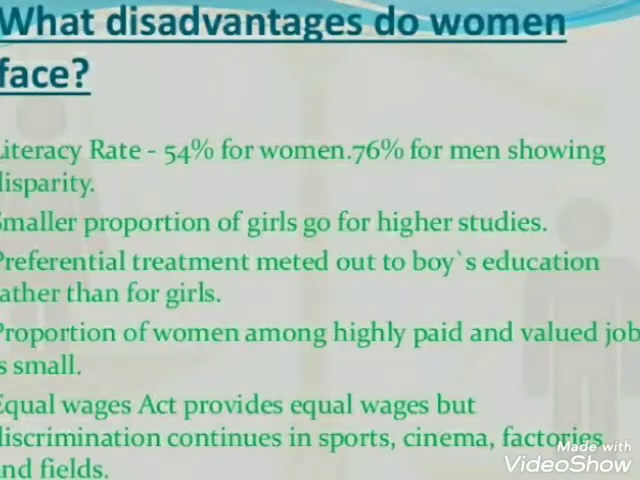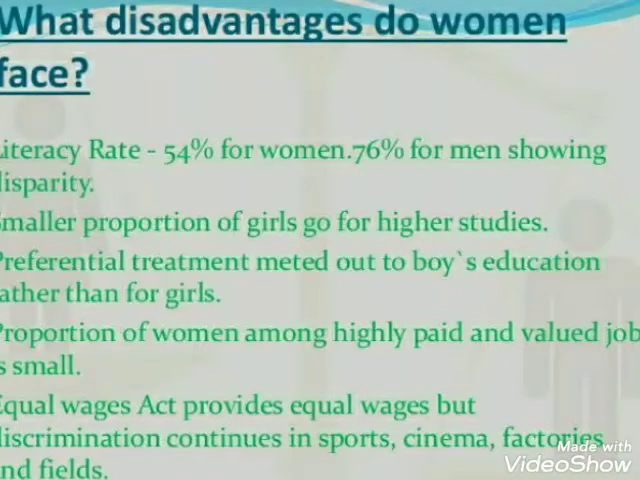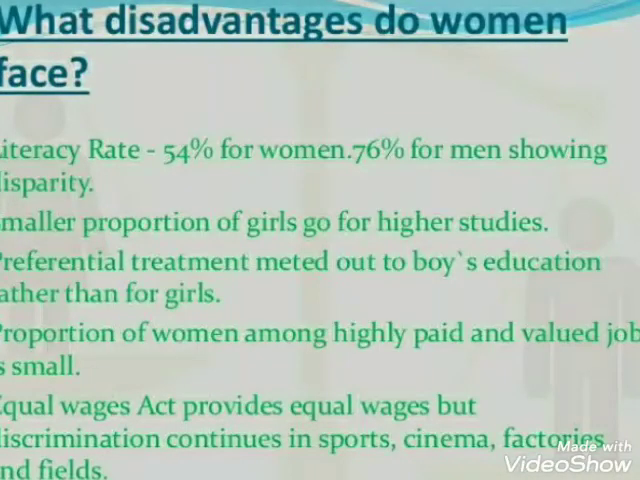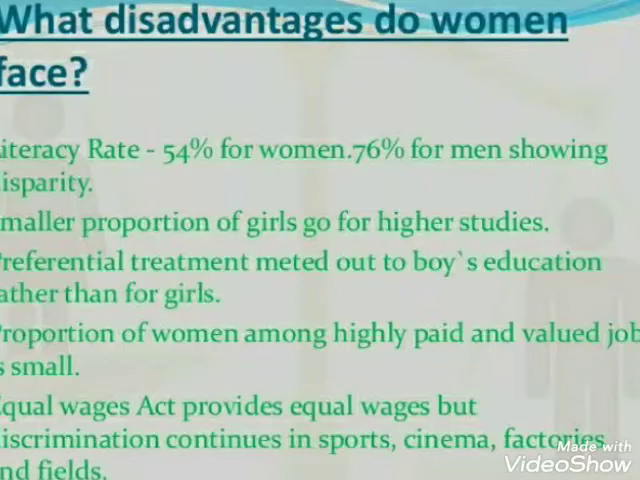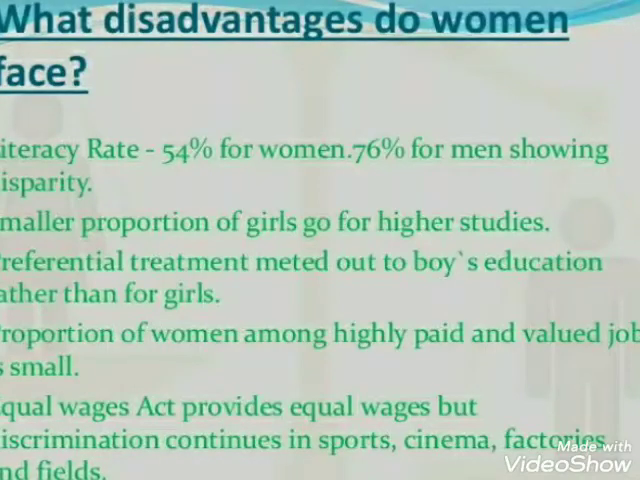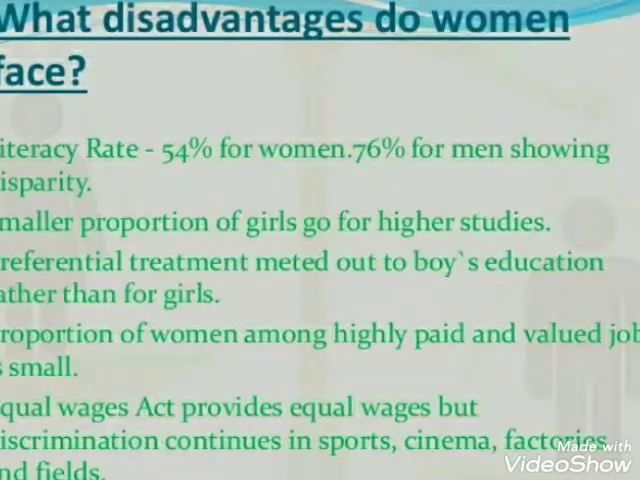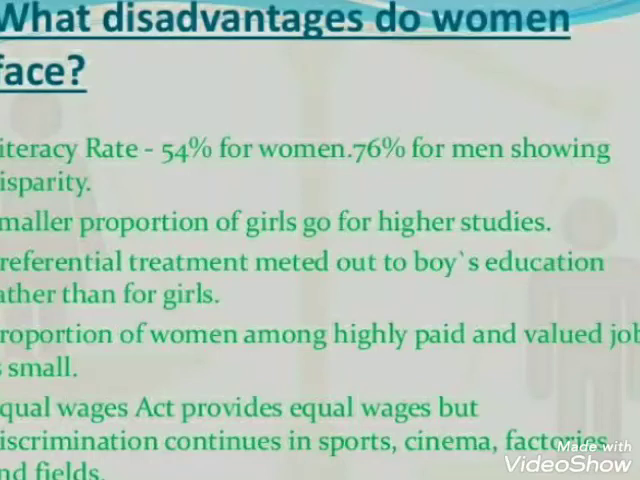Then you'll find that the proportion of women among the highly paid and valued jobs is still very, very less. On an average, children, an Indian woman works almost 1 hour more than an average man every day, yet her work is not paid, and therefore her work is not valued. Now in 1976, an Equal Remuneration Act was passed to provide equal wages for the same kind of work. Still you'll find in almost all areas, right from factories to offices or fields, women are paid less in comparison to men when both of them do exactly the same kind of work.